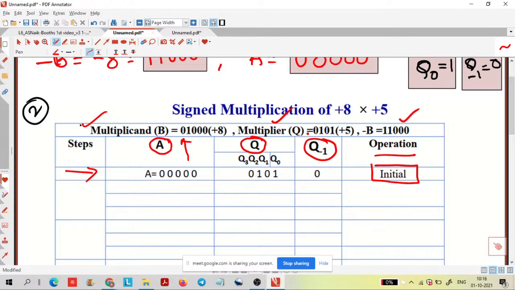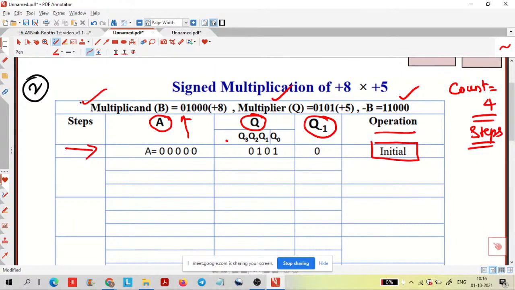Multiplier is 4 bits. Here, note down one more point: if the multiplier is 4 bits, then your count is also 4 bits, which means you need to perform 4 steps, and you stop after the 4th step. If it is 10 bits, then 10 steps. I will tell you that.